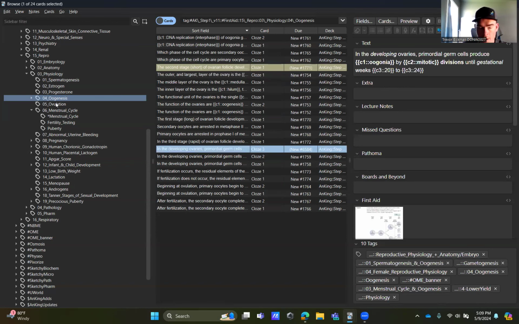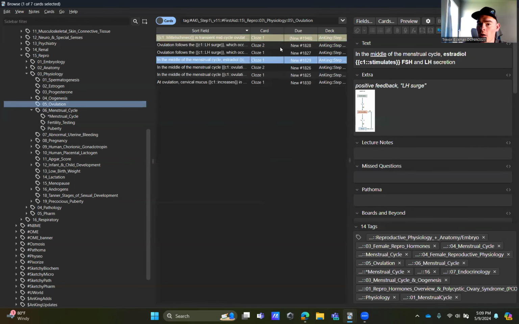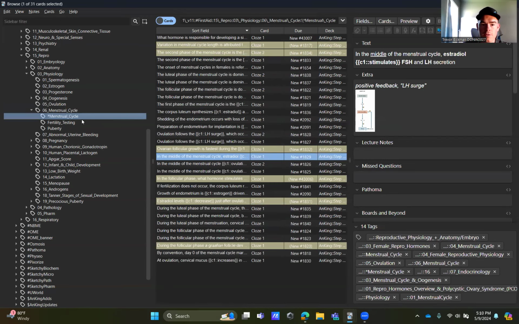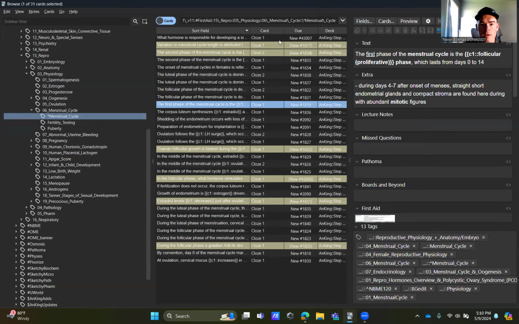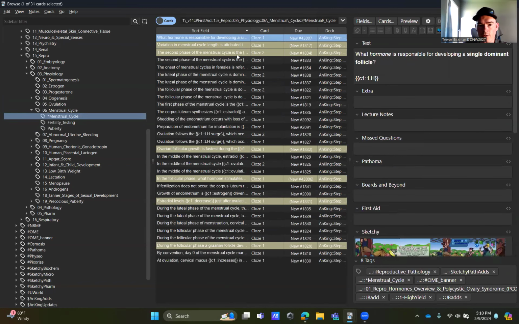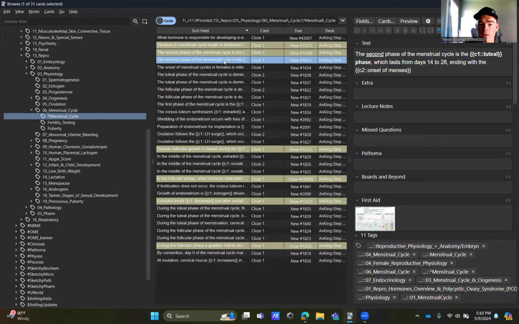And then we're going to go into ovulation. And you want to grab all of them except the first one here. And then menstrual cycle, we're going to go into these subsections. And in the menstrual cycle, you want to grab the first one, but skip 2 and 3. And then from the rest, you can activate all of them.